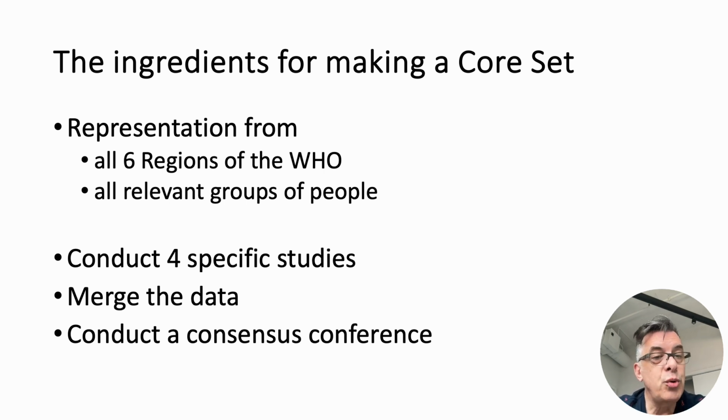First, we have to make sure that the data we're utilizing represents all 6 regions of the World Health Organization. Second, we need to make sure that all individuals that have something to contribute are included in the process. In our case, this includes persons that are living with deafblindness, their family members, as well as experts and specialists that provide services and researchers.